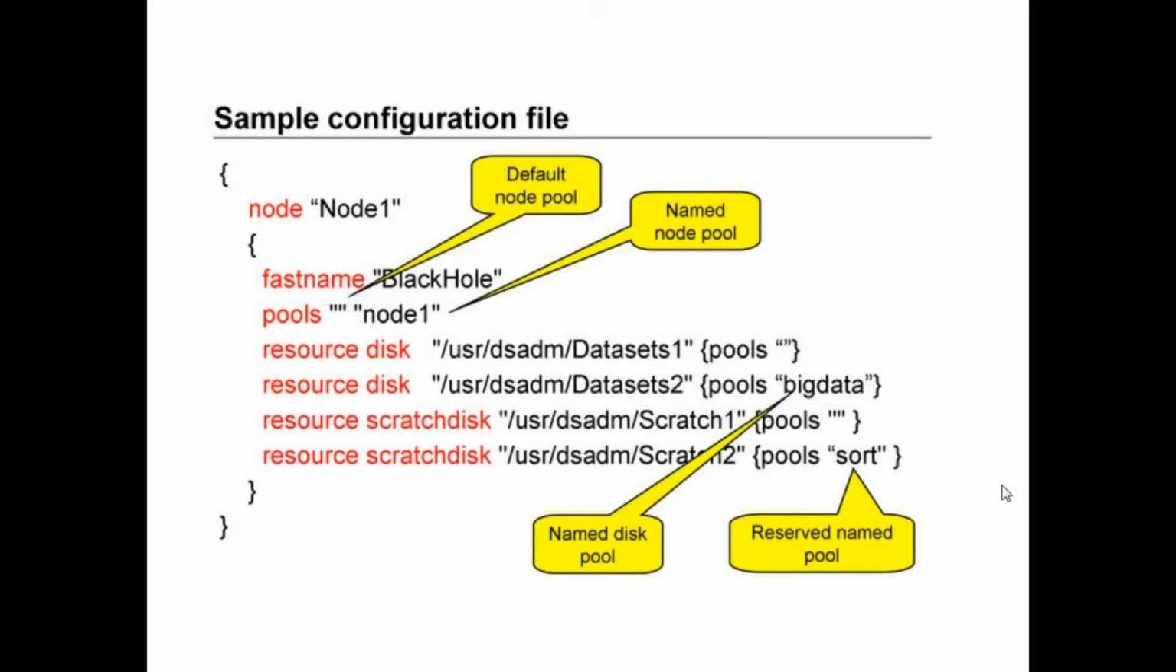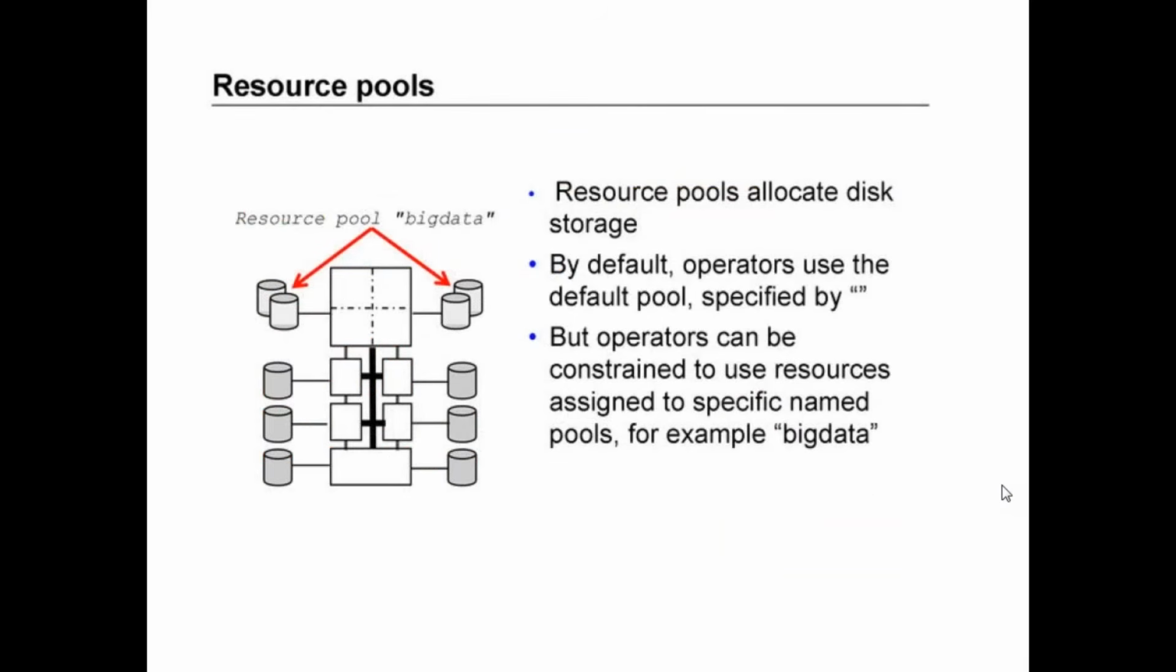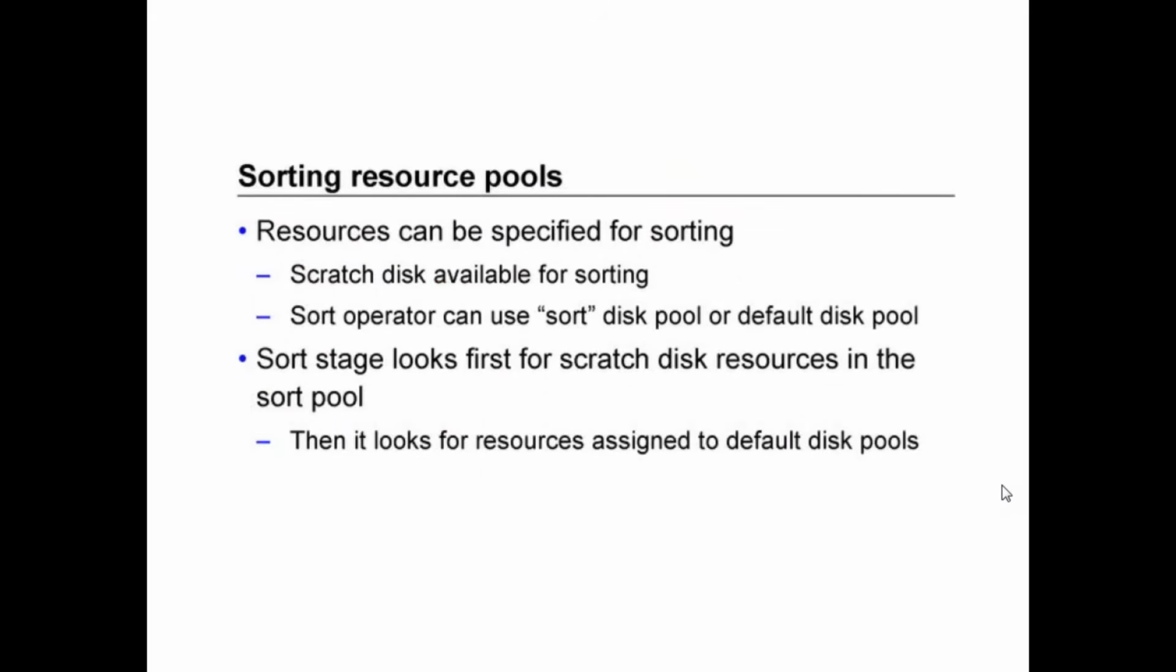Then there is the reserved name pool, the sort pool. By default many stages have the sorting operation, which we can do on the input link when we are partitioning. For that, we specify the sort resource pool. The sort resource pool is on the scratch disk because it will temporarily store the data for sorting it internally. It needs temporary storage of data, so the scratch disk can be used for that.